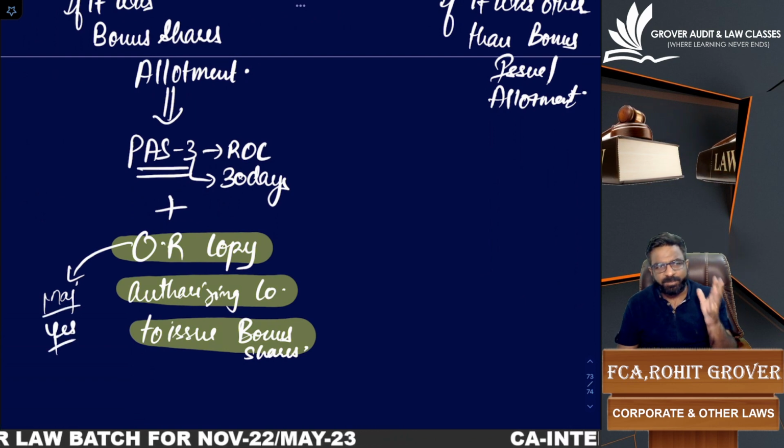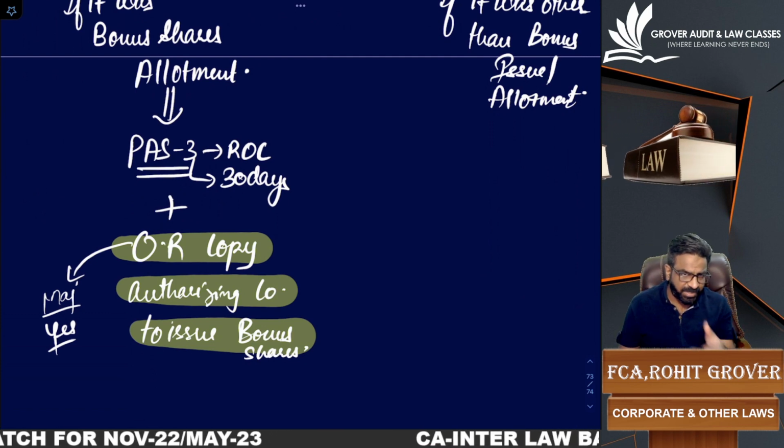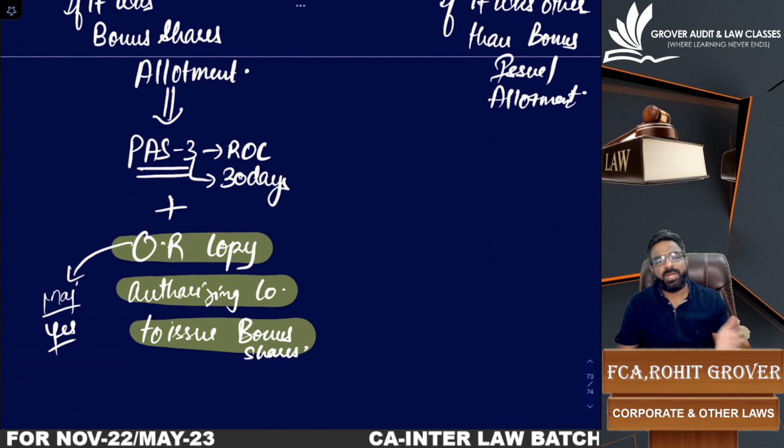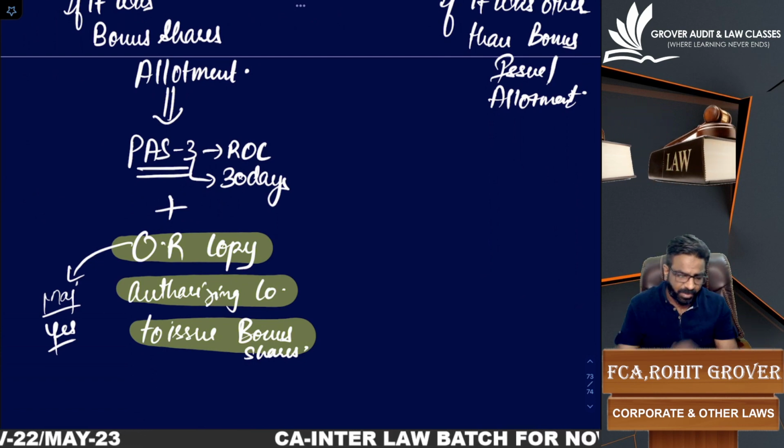So this is the only formality. When we are going for the bonus allotment, you have to file PAS3 with the ROC plus the OR copy authorizing the company to issue the bonus shares. That is all you have to file along with the PAS3.